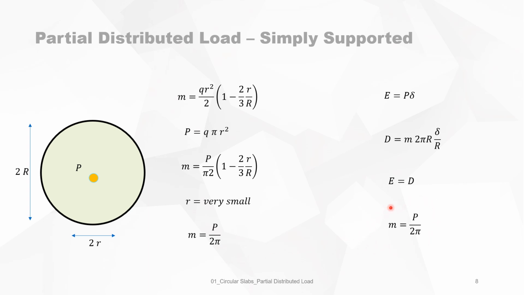But looking at this formula, it's something very strange. It's a bending moment independent of the radius of the flap. So at first sense, we would say this is not possible, there's something wrong. But if you think about the following, that the work done by the internal forces is independent of r, that's why this is happening.